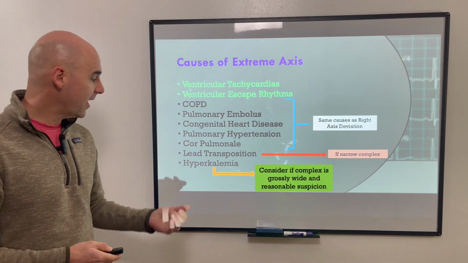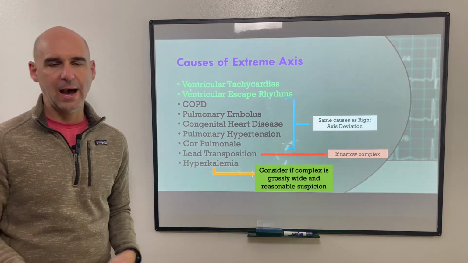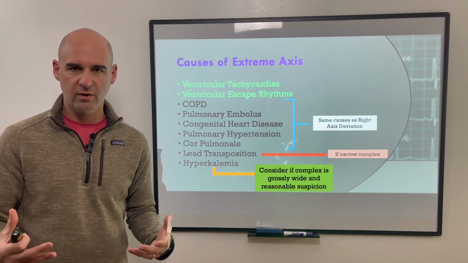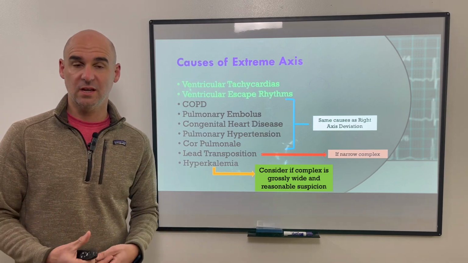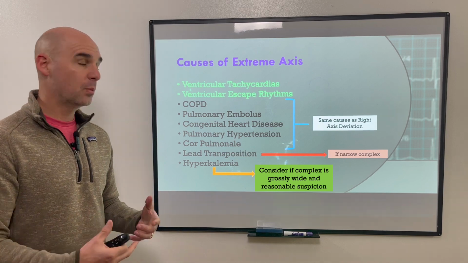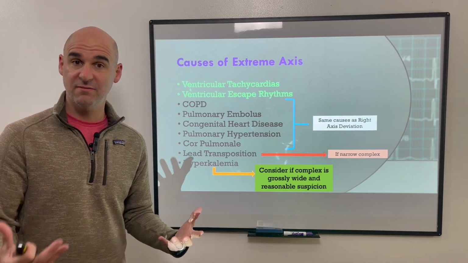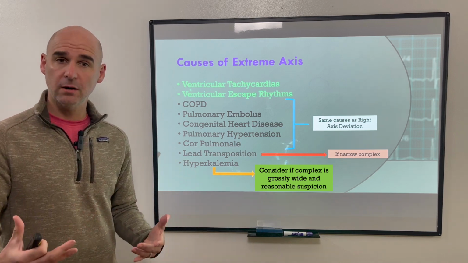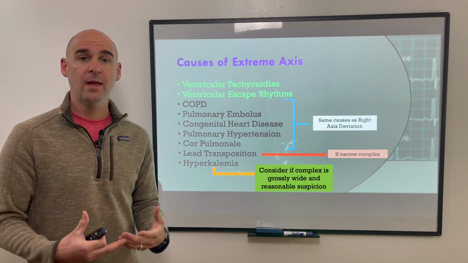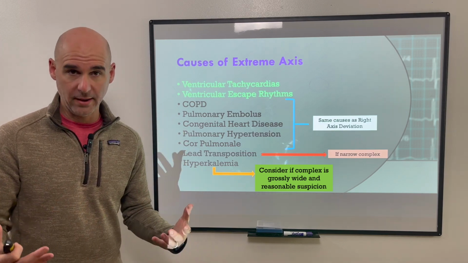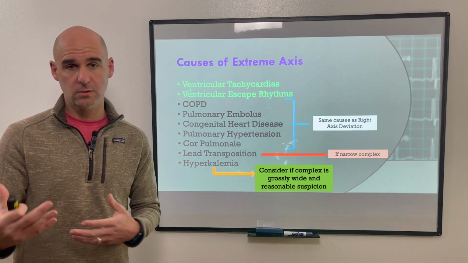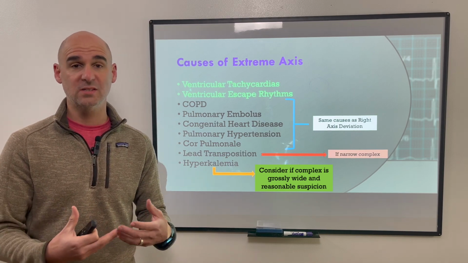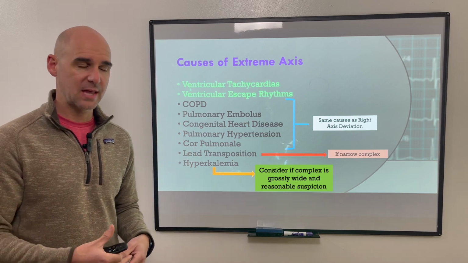All right. And finally, there's hyperkalemia. Hyperkalemia can cause so many variations on a 12 lead, but certainly one of those things it can cause is extreme axis deviation. And we usually see that when we're talking about severe hyperkalemia for our patients. So the big thing for us to consider with hyperkalemia is when this is grossly wide. So not just a simple wide complex or a wide complex that looks even in terms of ventricular tachycardia, but when it is grossly wide. And I'll show you an example of that coming up.